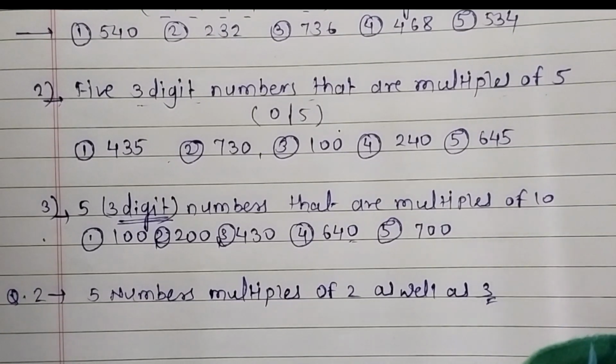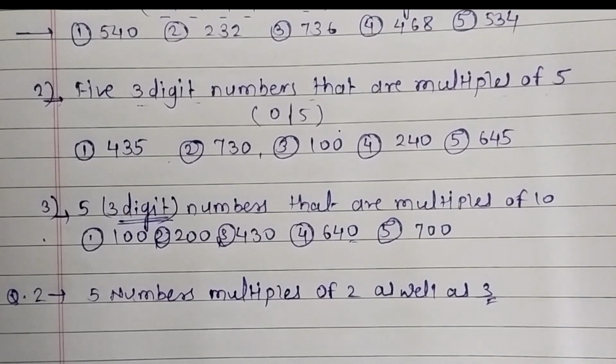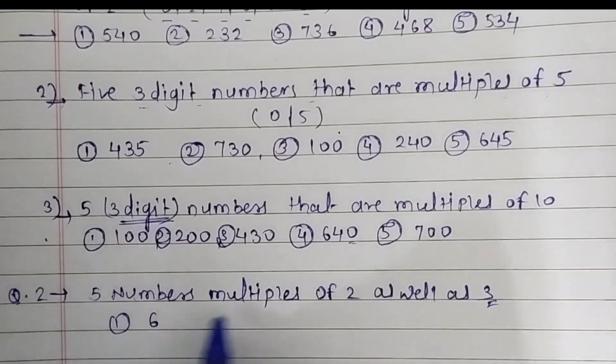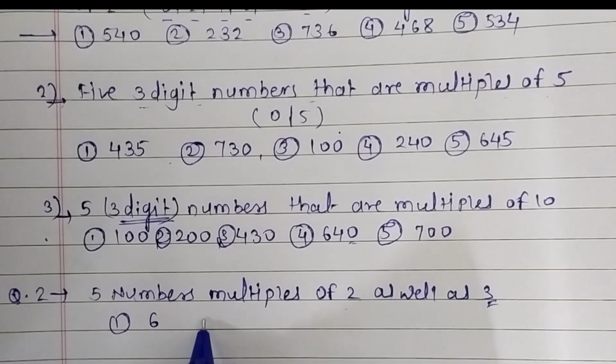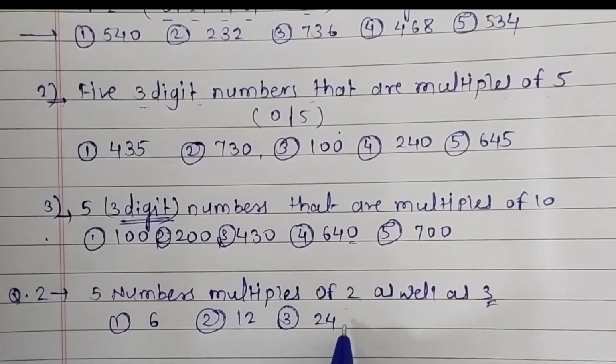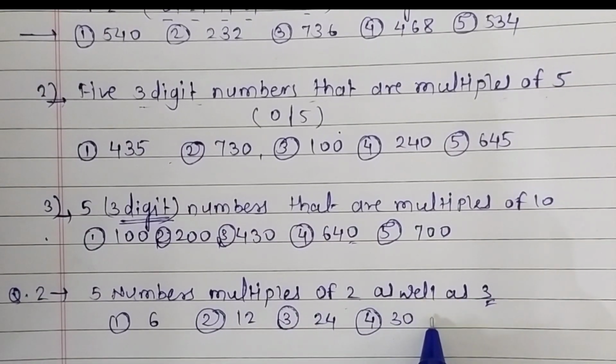So we can take 2's table and 3's table and then find the numbers which are multiples of 2 as well as of 3. We are going to take the numbers which are in the 2's table and also in the 3's table. Our first number is 6. 6 is in the 2's table and 3's table also. Second is 12. Third is 24. Fourth is 30.